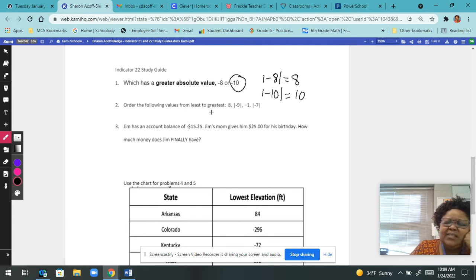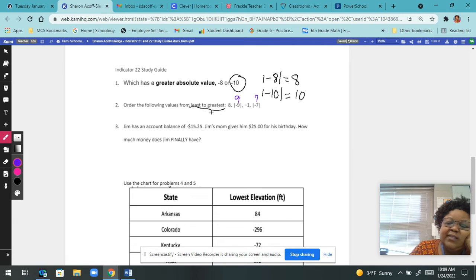And make sure you read these because sometimes it'll say greatest to least. But this is least to greatest. So we're going from our smallest number to our largest number. So first, we want to calculate these absolute values. Absolute value of a negative 9 is 9. That's an 8. So we just leave that alone. That's a negative 1. Nothing doing to that. And absolute value of a negative 7 is 7.